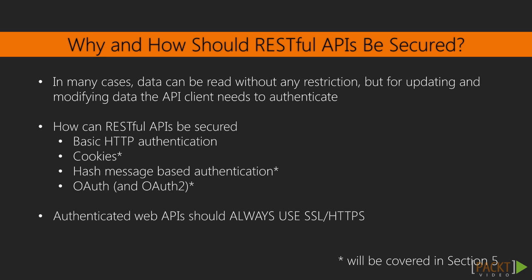Basic HTTP authentication sends over the wire Base64 encoded user and password. Basic HTTP authentication does not encrypt data, so when using this type of communication and authentication, we should always use SSL or HTTPS as a protocol for the communication. These two protocols will give us an extra layer of security for our requests. The other authentication mechanisms will be covered in Section 5, Securing Web APIs. It is a best practice to always use HTTPS or SSL for any web API.